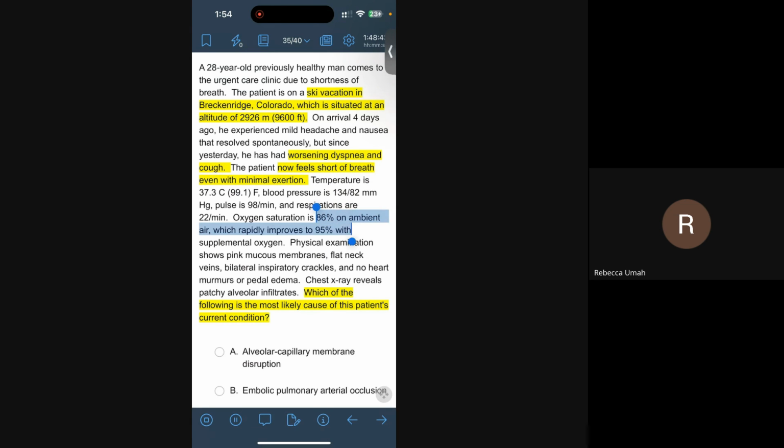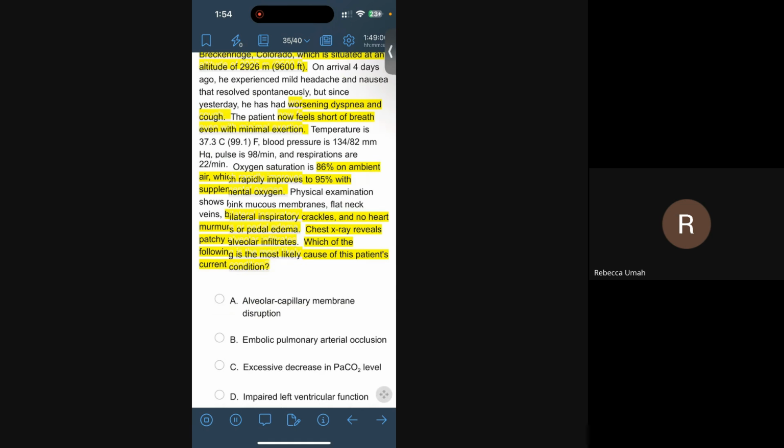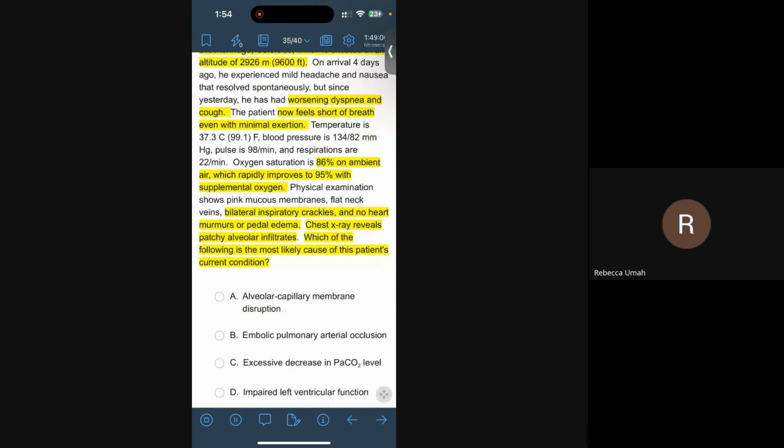86% hypoxemia. Pink mucous membrane, bilateral inspiratory crackles, and no murmurs or pedal edema. Chest X-ray reveals patchy alveolar infiltrates. Okay, what is the diagnosis? Pulmonary edema. Yes, pulmonary edema.